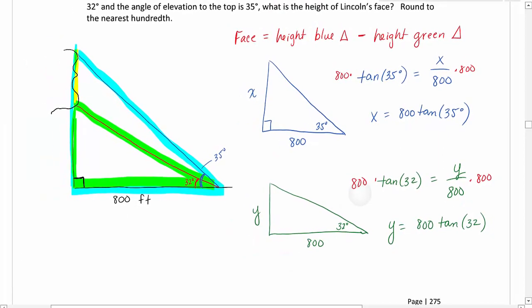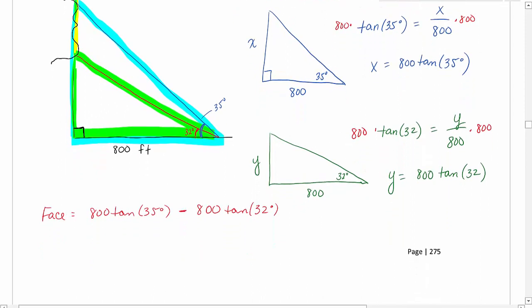Okay, so to get the height of the face, we're going to do the height of the blue triangle, which was 800 tangent of 35, minus the height of the green triangle, which was 800 tangent of 32. And we'll put this into our calculator and round to the nearest hundredth. You should get that Lincoln's face is going to be equal to 60.27 feet.